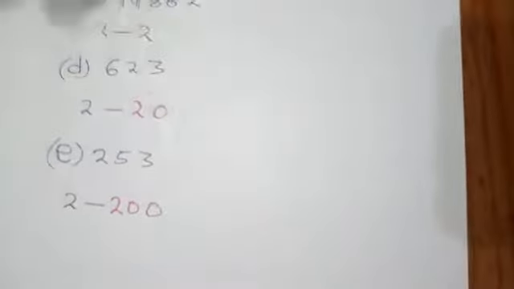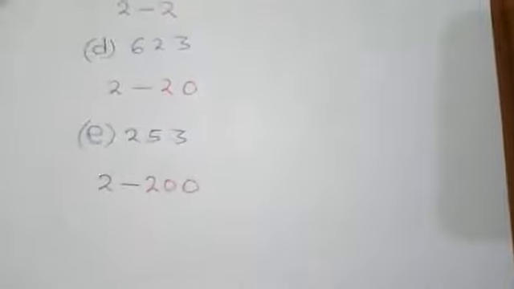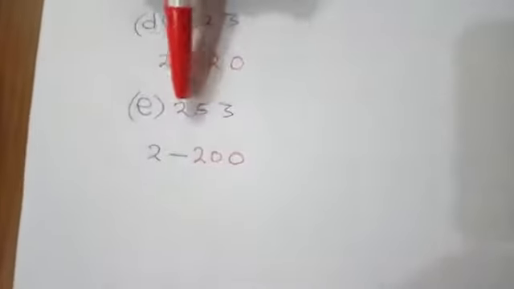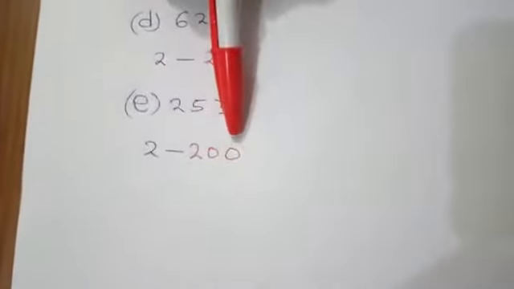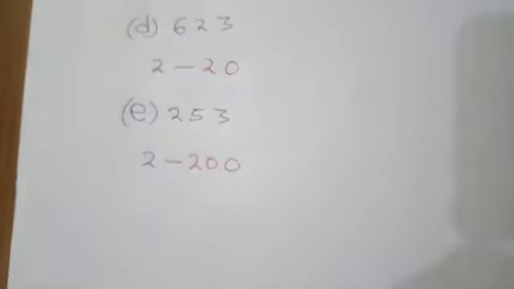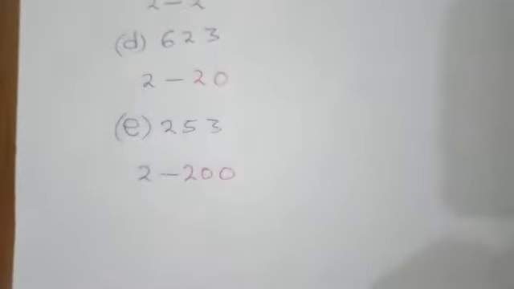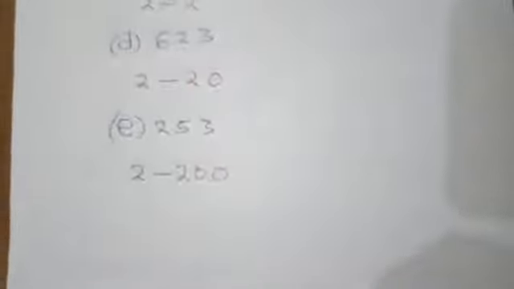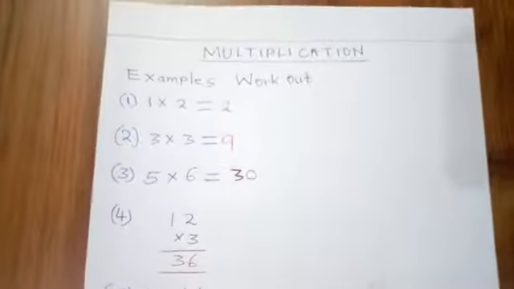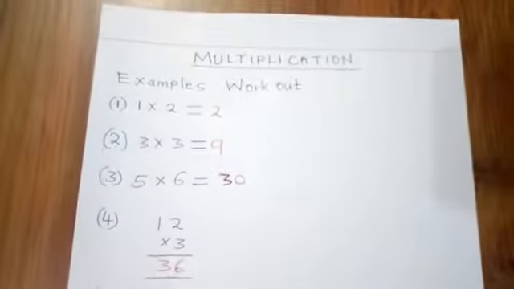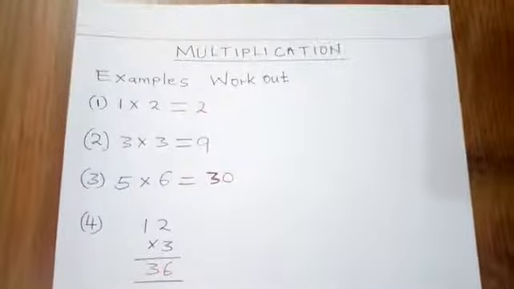Our last example is 253. The total value of 2 in this number is, you write 2, then 1, 2 zeros. So the total value of 2 in this number is 200. So those are a few examples of the total value of numbers. So that's all about the place value and total value.